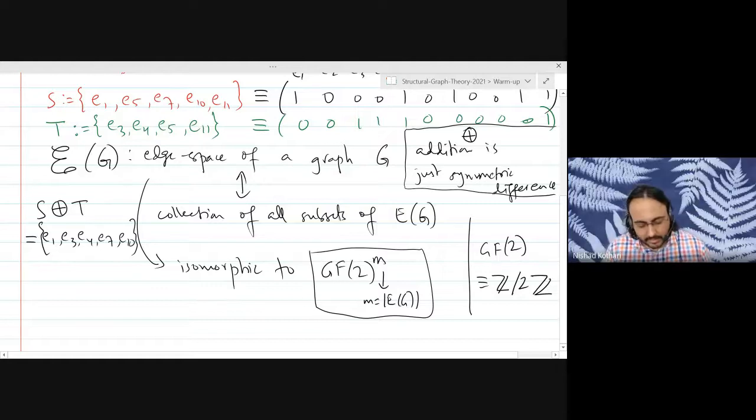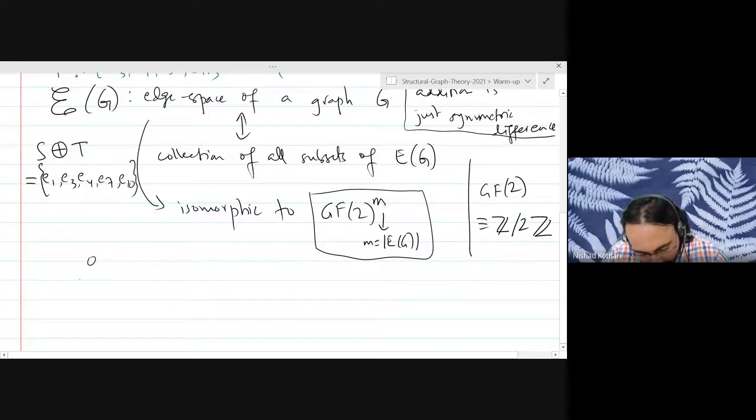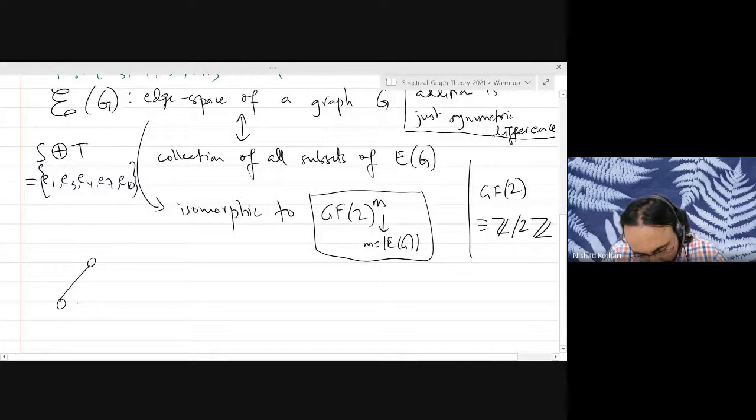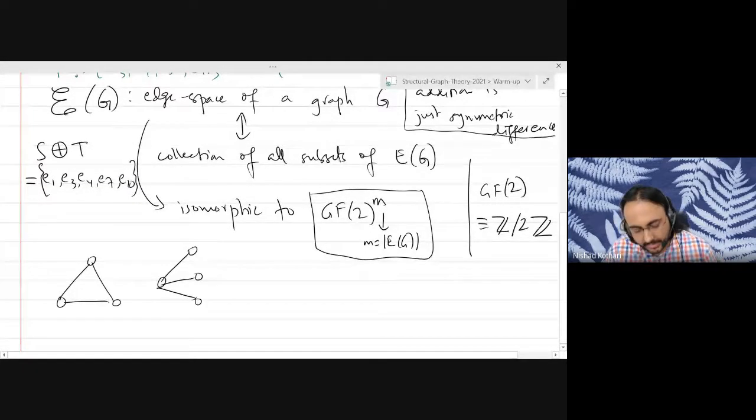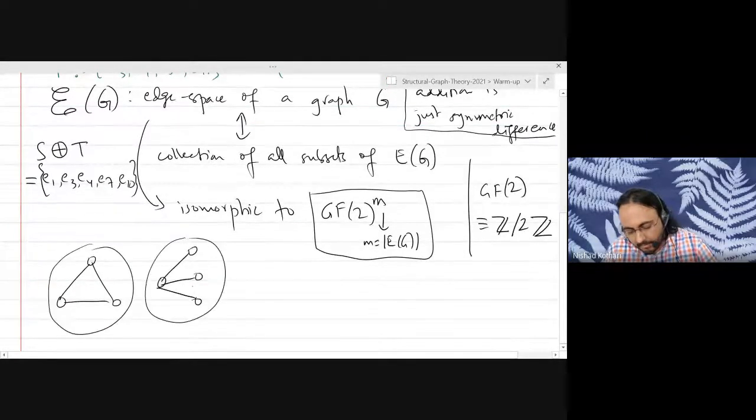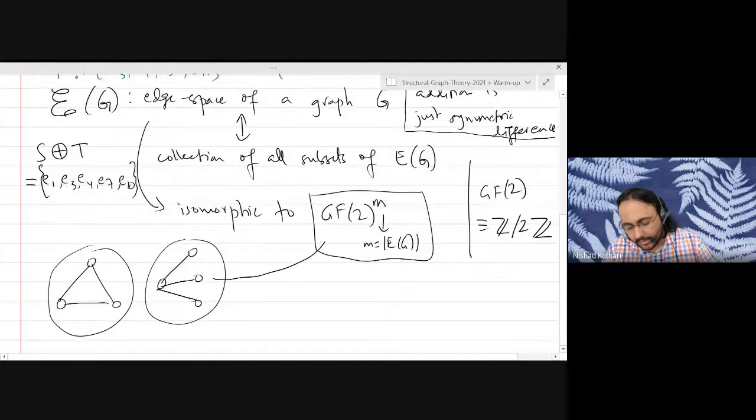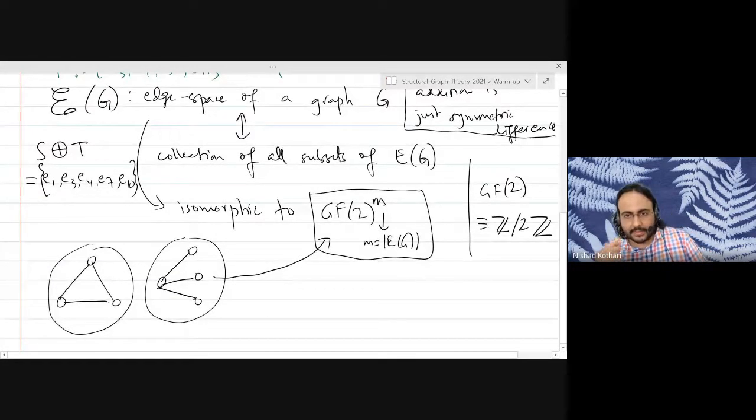Okay. Does that make sense? So for example, if your graph had 3 edges, you can have 2 different graphs on 3 edges, right? But the edge space of both of them is really the same, because it's basically all 0, 1 vectors with 3 entries, right? So it doesn't depend on the graph. It only depends on the number of edges. The only thing that really matters is the number of edges, right?